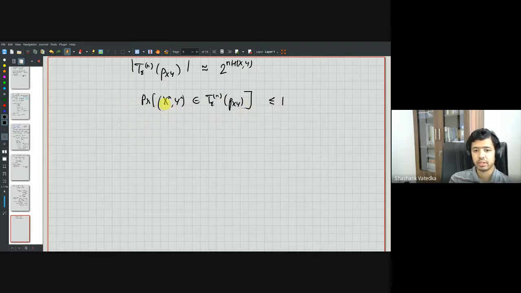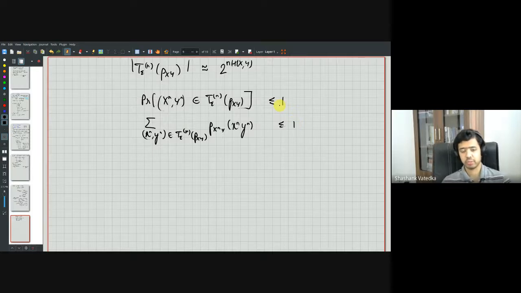So the probability that a pair of sequences is typical is basically the sum over all possible x^n, y^n in the typical set T_epsilon^n of P_XY, the probability of occurrence of the pair, right, and this is less than or equal to 1 from the previous step. So right now I've done nothing but just expanded this probability.